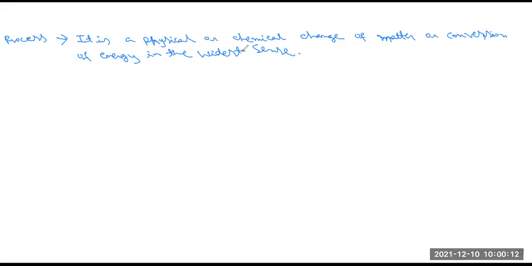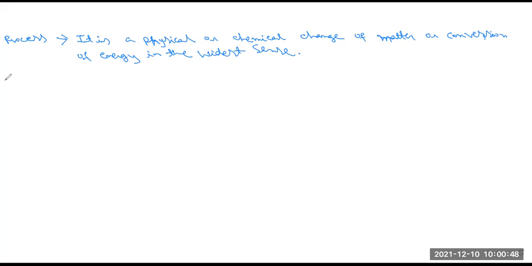Okay, so first, process. What is the process or plant? That means it is a physical or chemical change of matter. Matter means which type of raw material we use in the process or plant. Or conversion of energy in the widest sense. That means in the process, one energy is changed to another energy, one state to another state. So this system is basically a process.